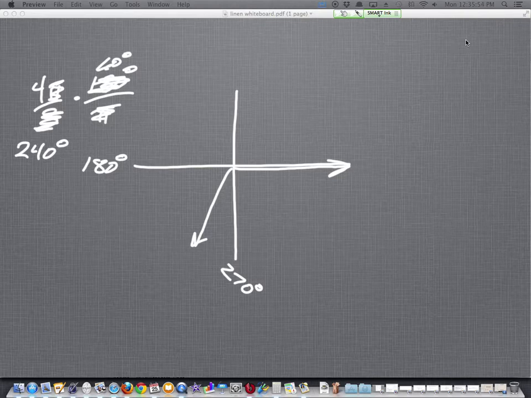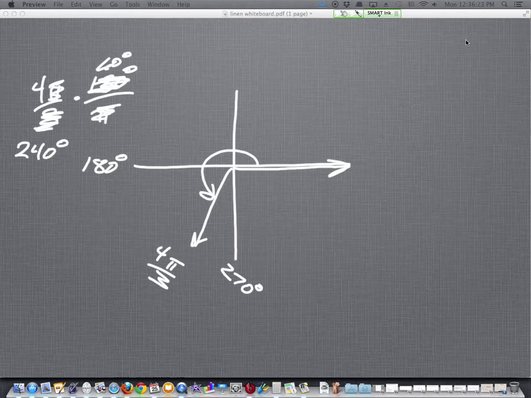All right, so there's 240. There's my angle, 4 pi over 3. Now I need my coterminal. When we had degrees, we added and subtracted 360, but now I'm dealing with radians. So instead of adding and subtracting 360, James, what do I want to add and subtract? What's all the way around in radians?